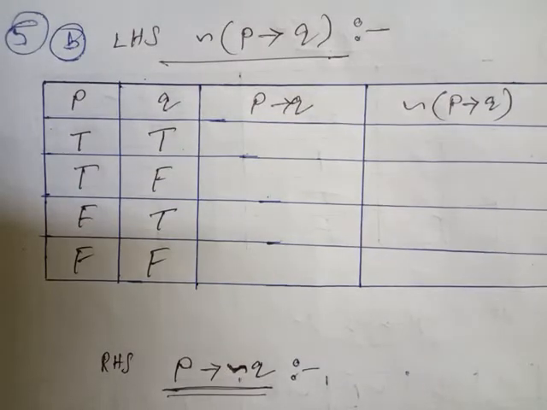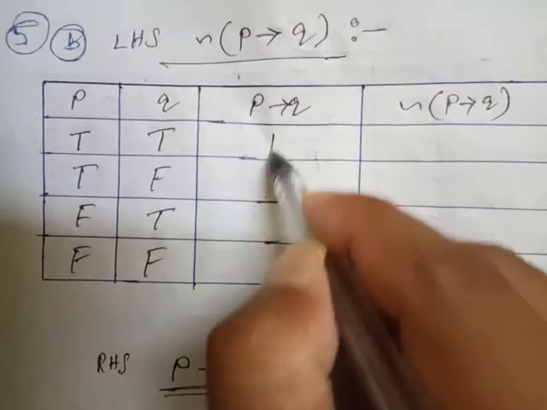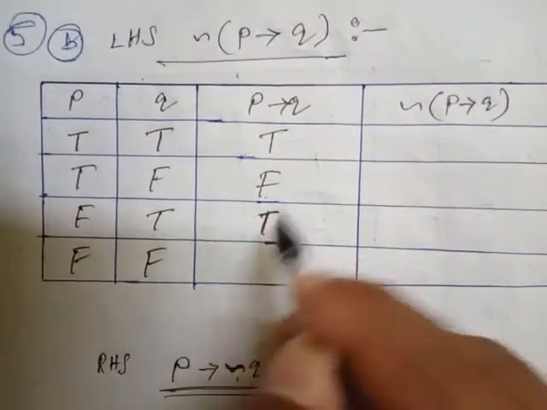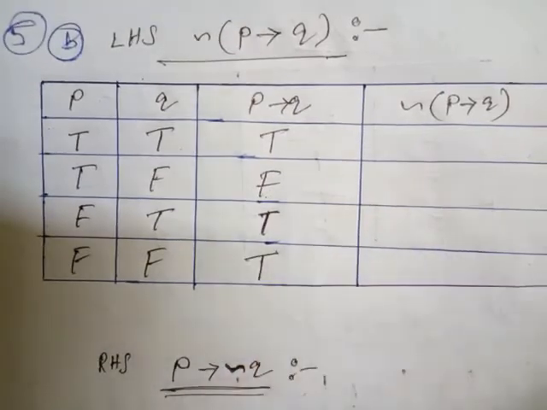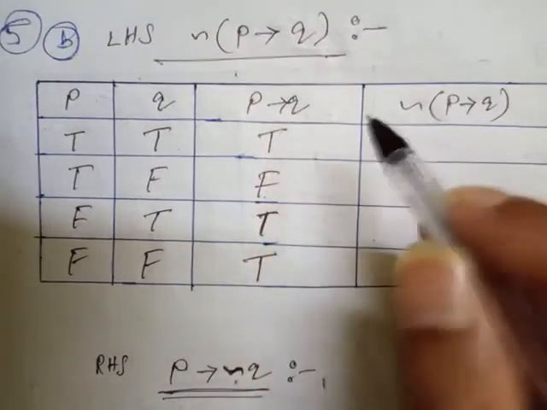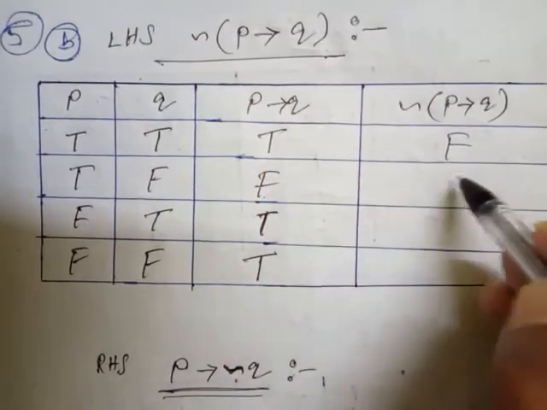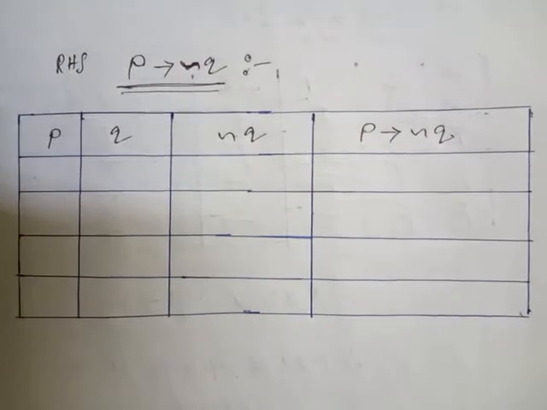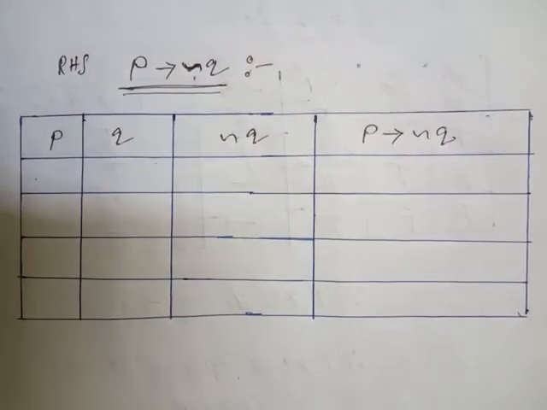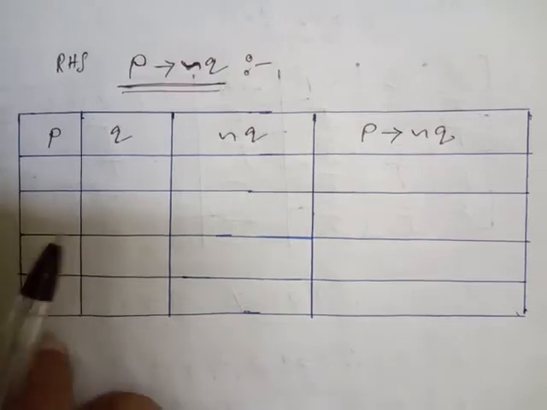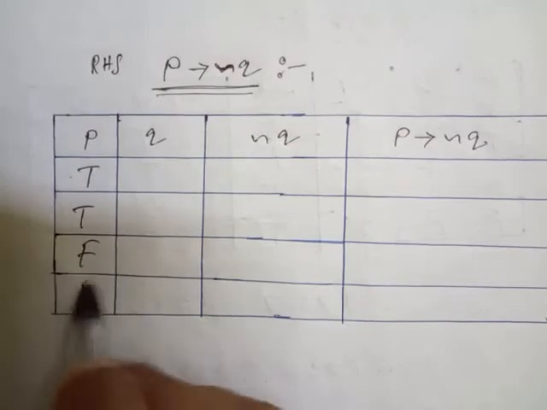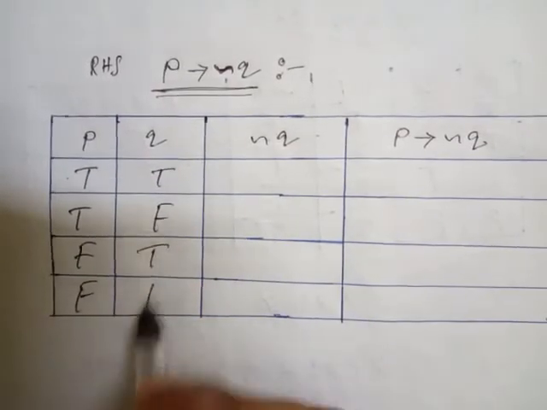We'll follow the implication rule obviously. So true true is true, then true false is false, false true is true in implication, and false false is true in implication. Negation of this value, which means not true means false, not false means true, not true means false, not true means false. So LHS is over now. Next one is RHS. Here it is given that P implication negation of Q. So the value of P will be here again the same, TTFF, and there is TF, then TF.